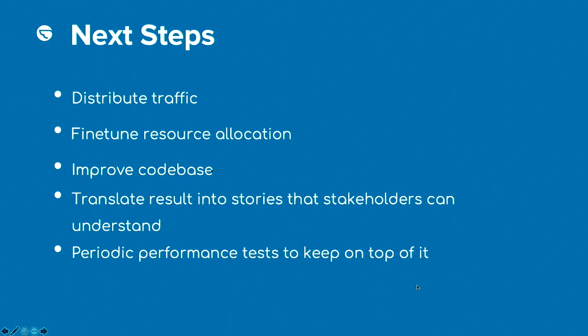We can fine-tune our resource allocations, for example, your AWS instance type, your memory and CPU request limit. We can also improve the code base by using a gem that can help reduce the number of queries, or maybe add another layer of cache. Oops, sorry. We also want to translate results into stories that stakeholders can understand. Also, we may want to run performance tests periodically to keep on top of it.